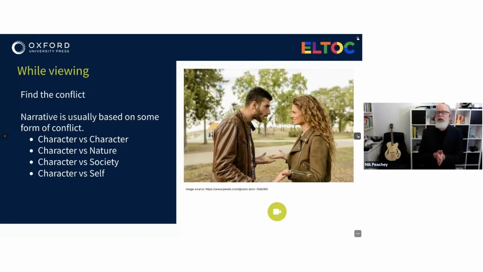Another one that I like to do with students is to look for where's the conflict. Whenever students watch a film, a video, or something like that, there's some kind of drama in it, and drama is built on conflict. Who's the conflict between? Sometimes it can be between two characters. It can be between a character and nature or environment. It can be the character and society, there's conflict there, or it can actually be conflict within the person themselves.